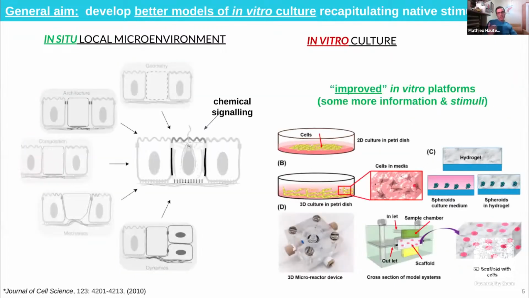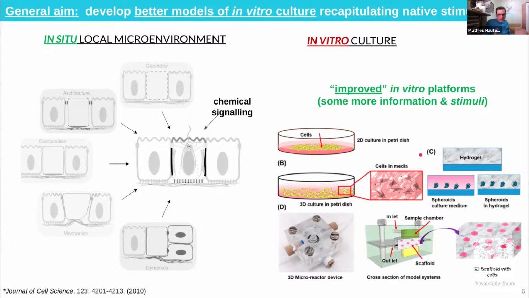So a lot has been done in the past to improve those platforms. Mainly, you will hear a lot about 3D culture systems, where cells are placed in soft hydrogels. They're organizing themselves in spheroids. If you use tumor cells, in tumoroids. If you use pluripotent stem cells, in organoids.